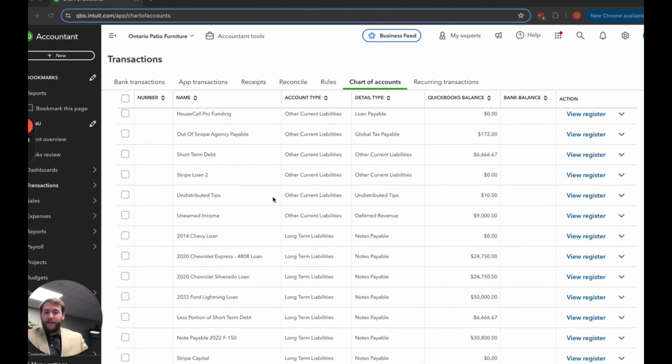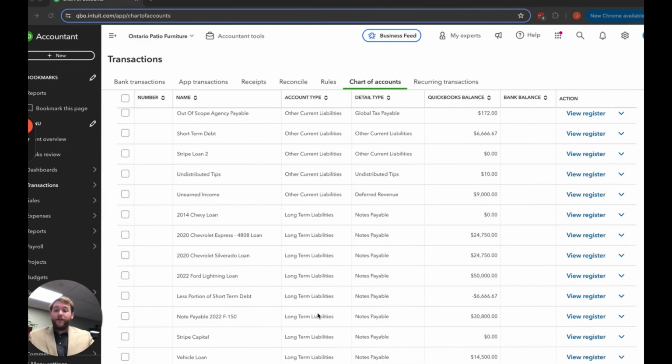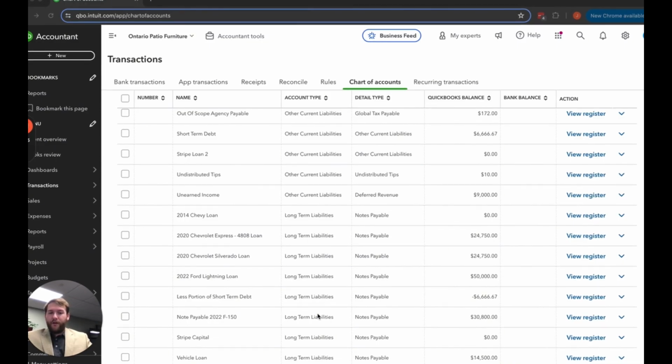You'll see that down here, I've got several long-term liabilities. The first thing to understand with a long-term liability is what that exactly means. It means this is debt that you owe, money that you're going to have to pay back in a year or more. Anything that's a short-term or current liability is due in the next 12 months, whereas a long-term liability is going to be due in 12 or more months.